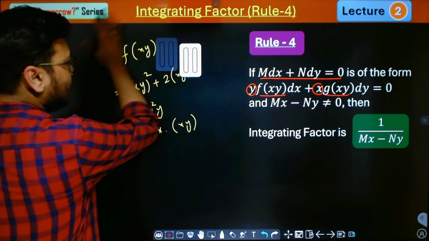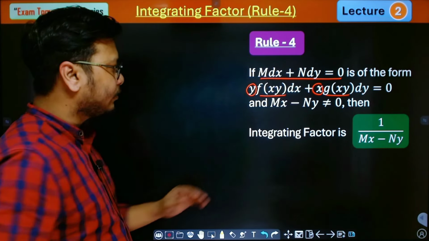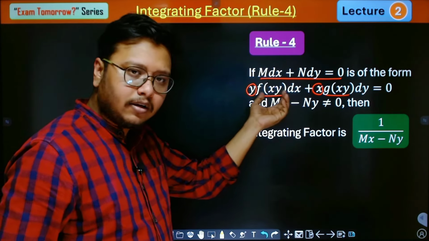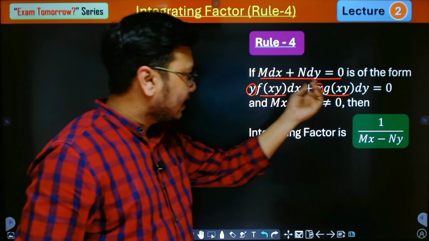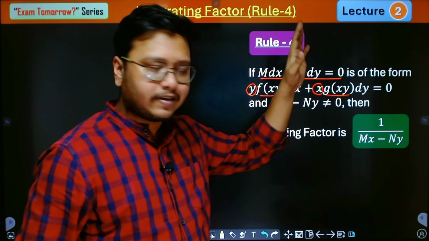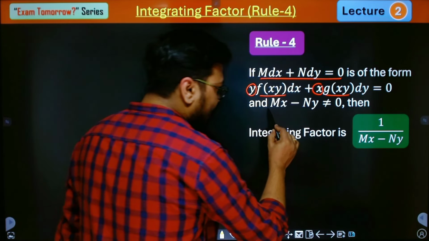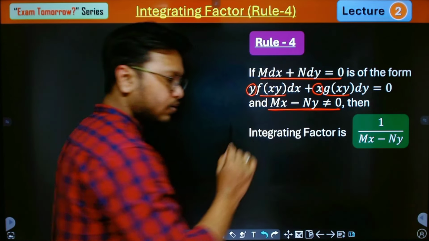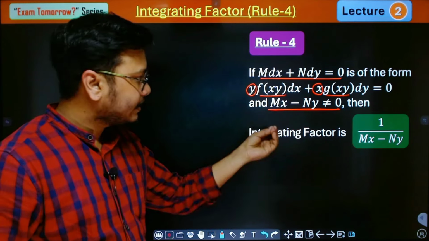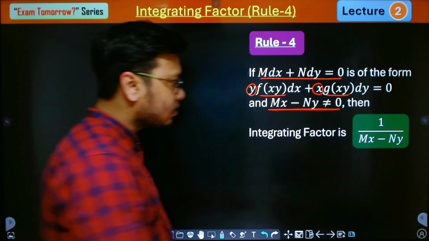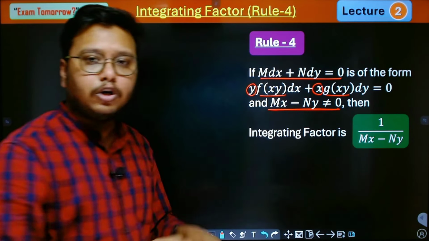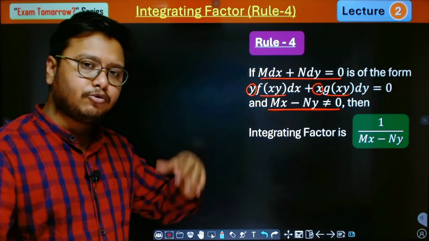Okay, so if you can arrange the differential equation in the format y common, then some function of xy, again x common, some function of xy associated with dx and dy, and now if mx minus ny is non-zero, okay, previously it was mx plus ny, here if mx minus ny is non-zero, then the reciprocal of that is going to be our integrating factor, and again solution like before.